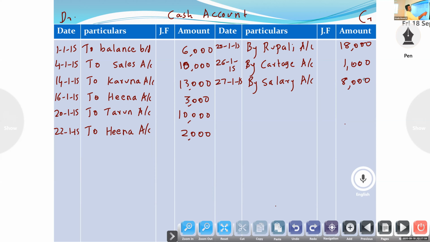Next, after 27th. After 27th, next cash transaction. Cash sales, where will it come?